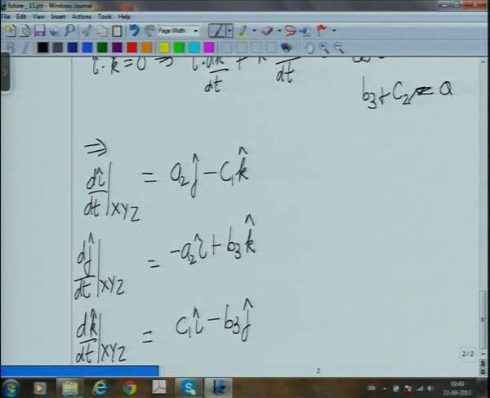Now, what I am going to do is, this I can write as b3 i plus c1 j plus a2 k cross i, because when I do a cross product, i cross i is 0, j cross i is minus k, and k cross i is j. Why am I doing this?